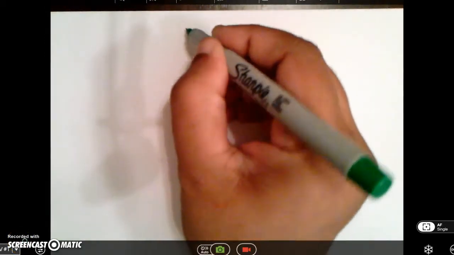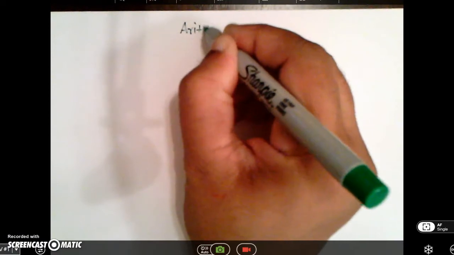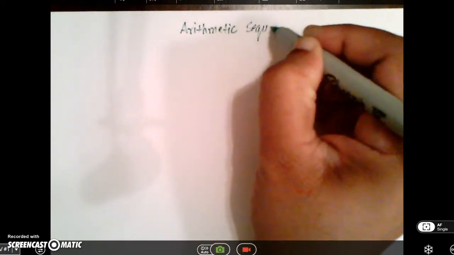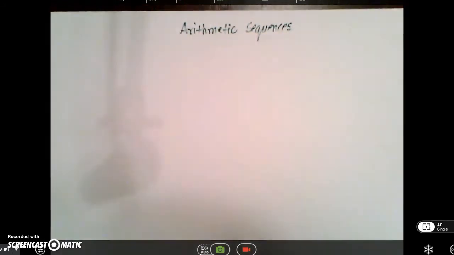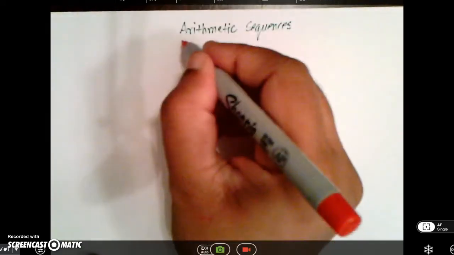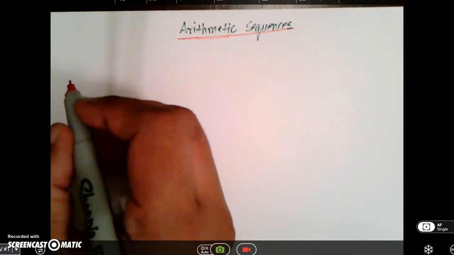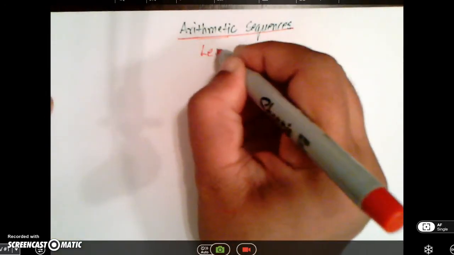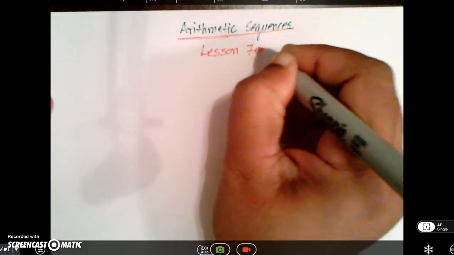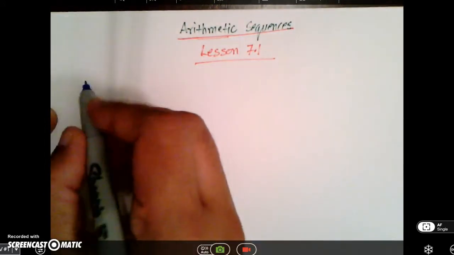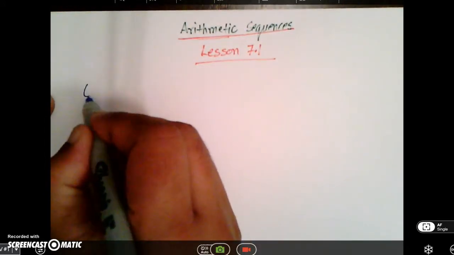Welcome back. We're going to look at arithmetic sequences next. Arithmetic sequences are sequences that have a specific pattern. So this is lesson 7.1. Arithmetic sequences have a specific pattern to them. So let's take a look at the examples.